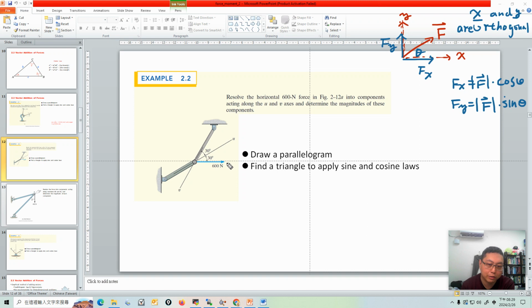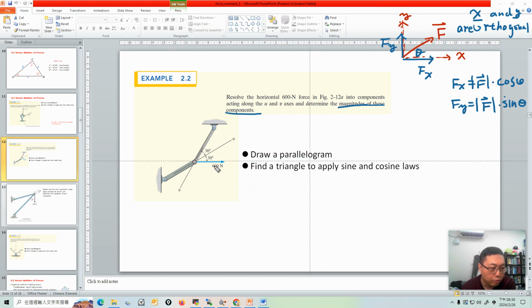We use the same strategy as we did in finding a resultant force vector. Draw a parallelogram, find a triangle, and use trigonometry to solve for the components and decompose the force. In force decomposition problems, most of the time you just determine the magnitude of the components, which is good, because we already know the direction. We just want to find the components.